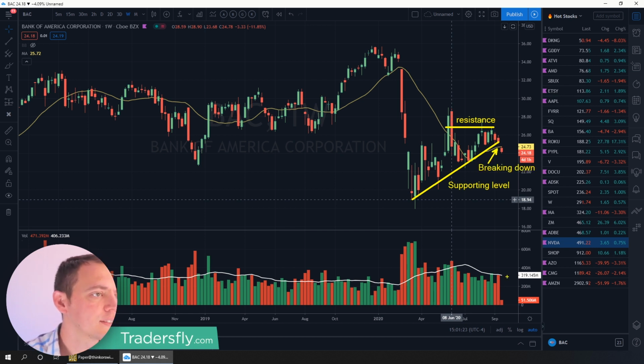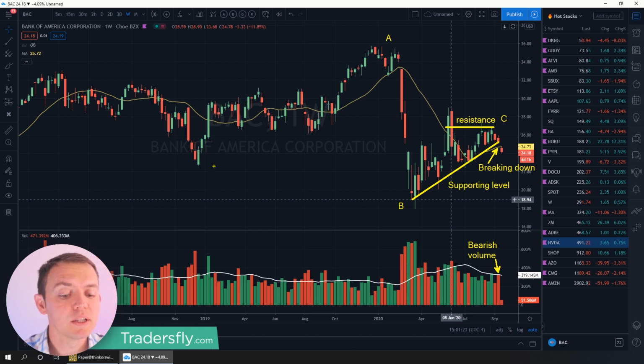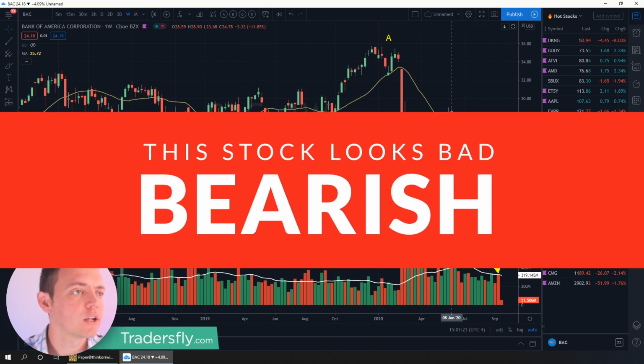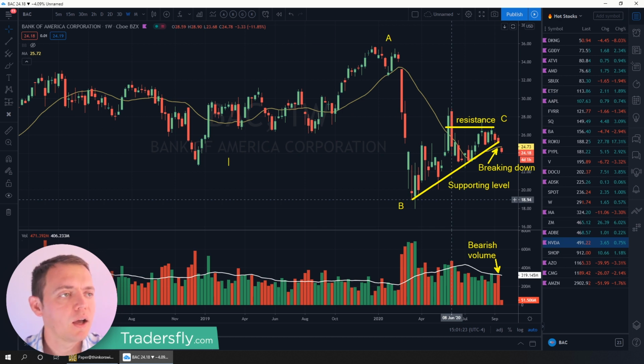So when you look at this, we're starting to break down, and the bearish volume is also starting to build, which is not good. This tells me we might be getting into an A to B, B to C, and a possible C to D pattern, which could be a little bit of a problem. I'm not fully bearish on this, but I'm a little more cautious on what's happening.